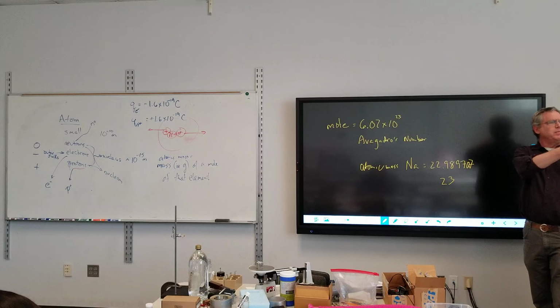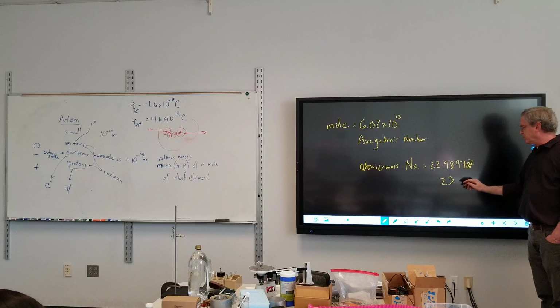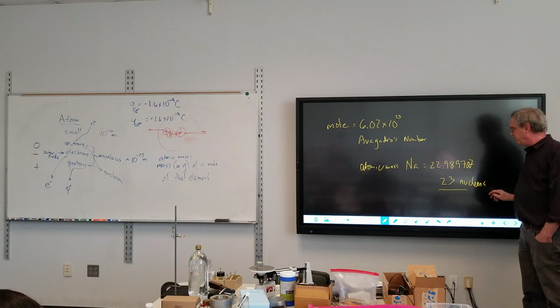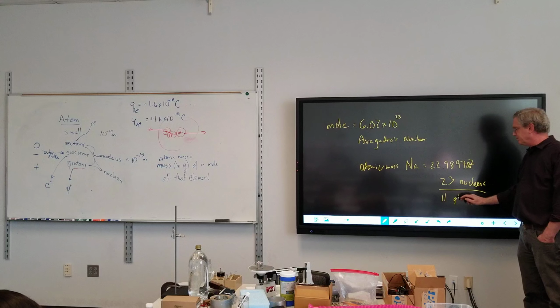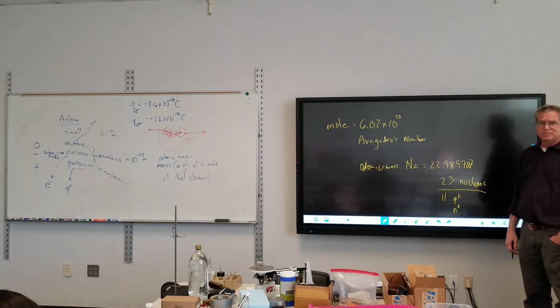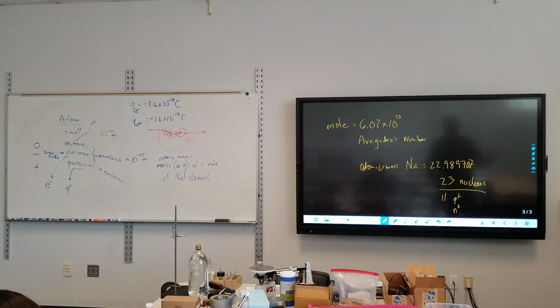Well, look at the atomic number. I think it was 11. So that 23 nucleons, of which 11 are protons. Therefore, the typical atom has how many neutrons?